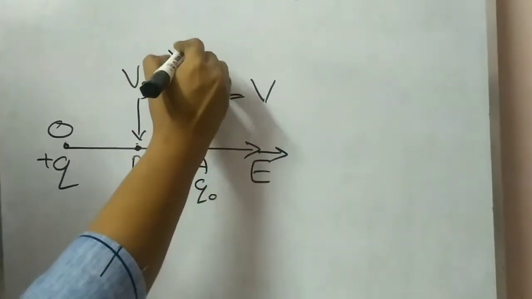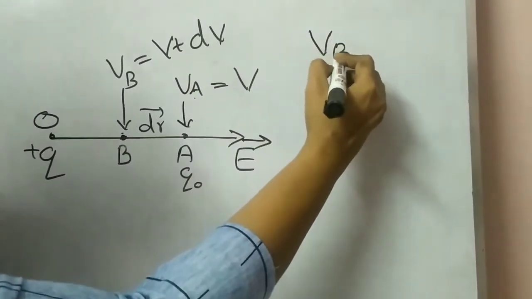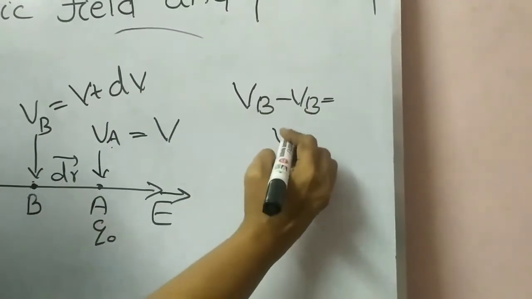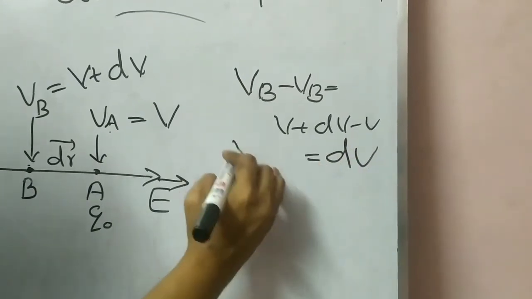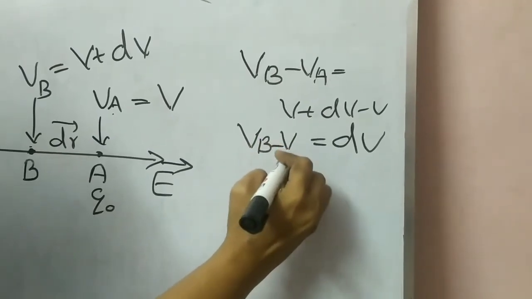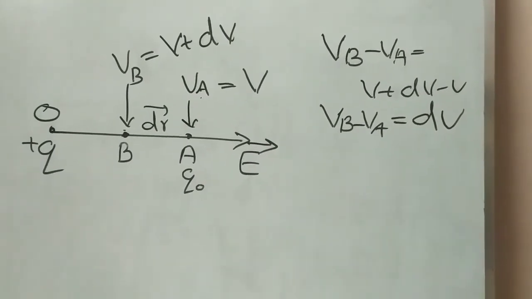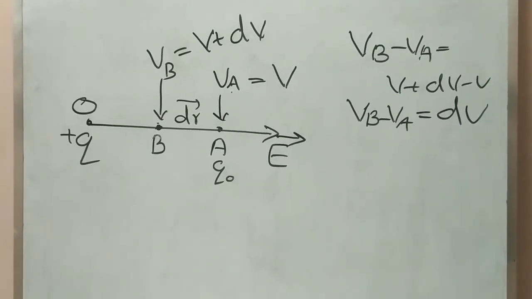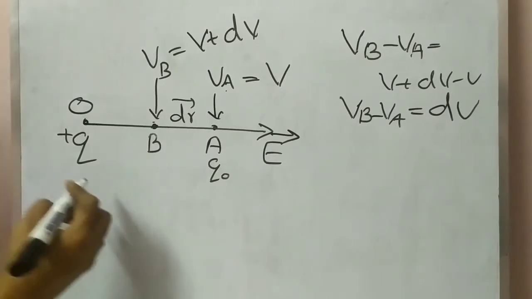So here we can write V plus dV. Okay, from this we can write potential difference VB minus VA equal to V plus dV minus V, that is equal to dV. So VB minus VA, that is equal to dV. That is the potential difference here. Then for moving a test charge from A to B, work done should be there. Before that we can say a force is there. How can we write an expression for that force?